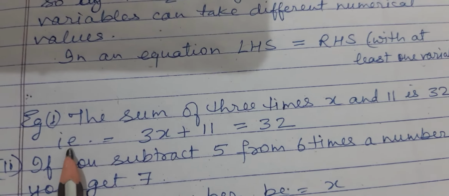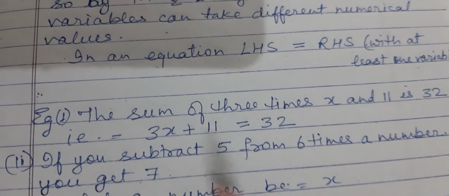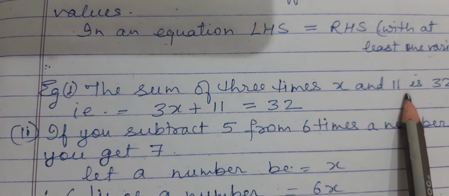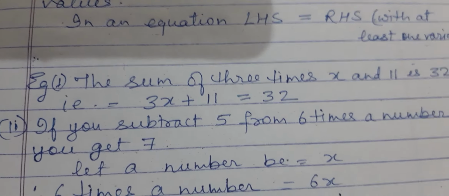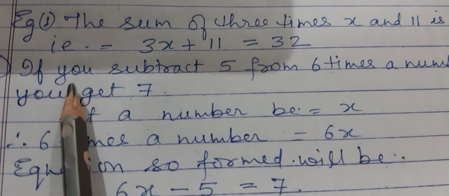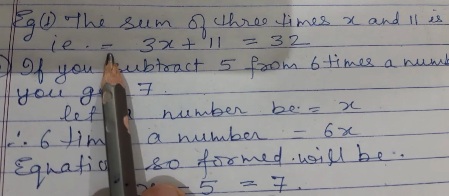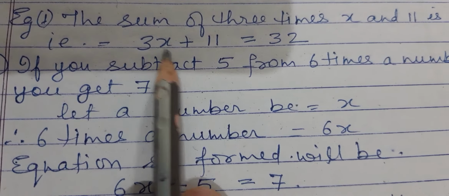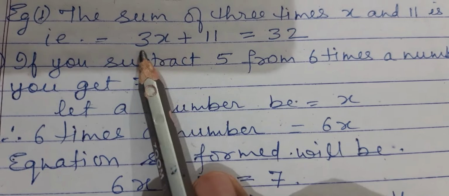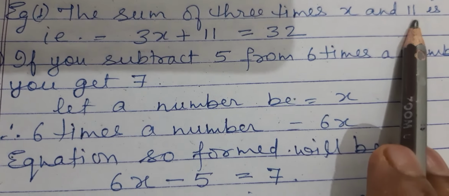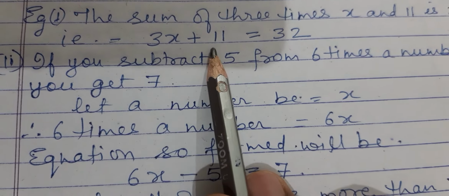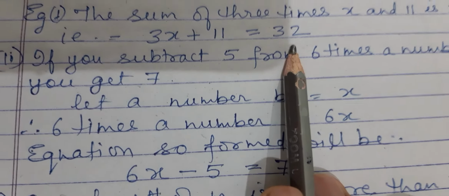Now another example I am giving you. If I say the sum of 3 times x and 11 is 32, it means 3 times x means 3x, plus 11 gives 32. So the equation so formed is 3x plus 11 equals to 32.